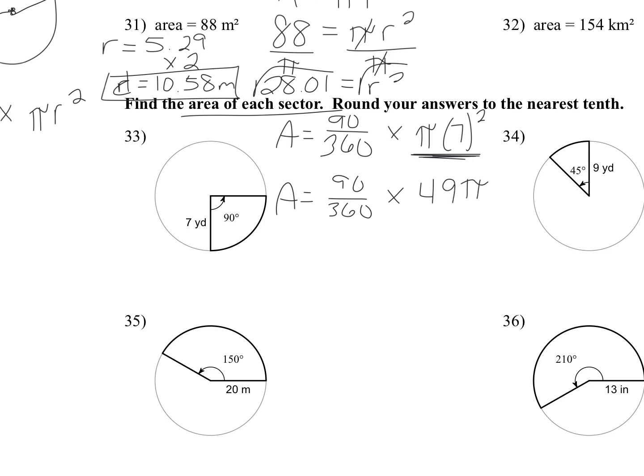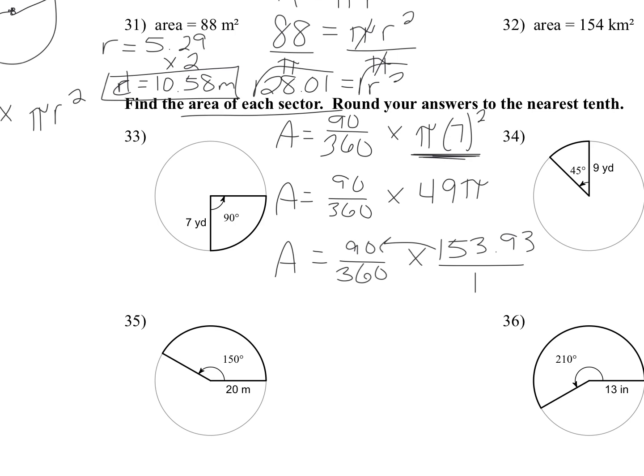Take 49 times pi. What's 49 times pi? 153.93. So we get 90 divided by 360 times 153.93. You can make it simple multiplication by putting a 1 under it. Now just take that number in your calculator, times 90. What's the last step always? Dividing is always the last thing. So take 153.93 times 90 divided by 360. You can do that all at once in your calculator.